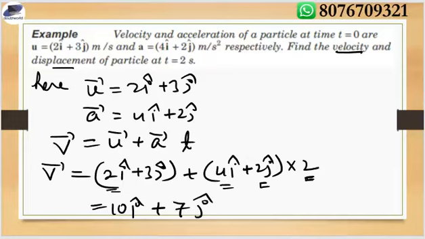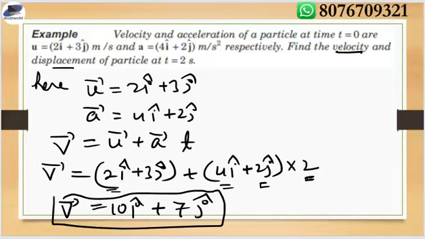Okay. So if someone asks you to calculate the magnitude of it, you can calculate that also: 10 square plus 7 square under root. But that is not asked there. Now we are asked to calculate the displacement.